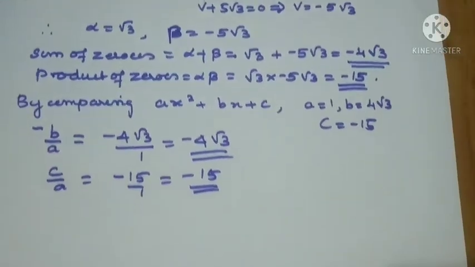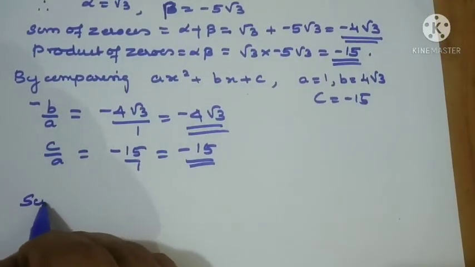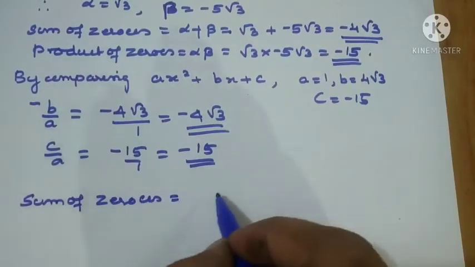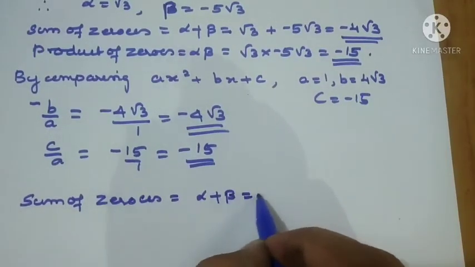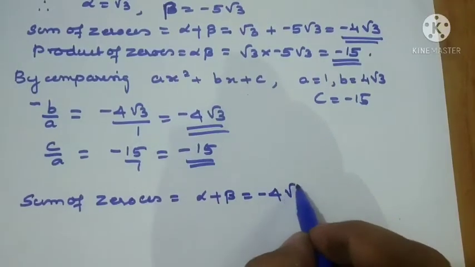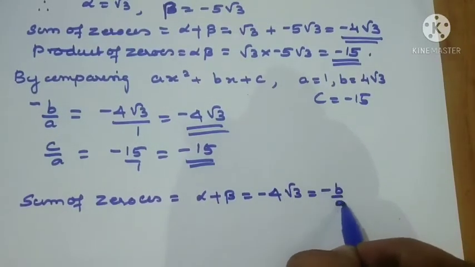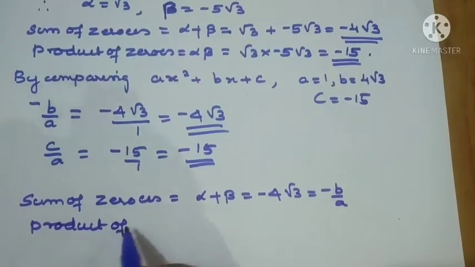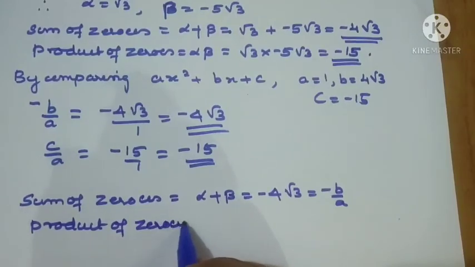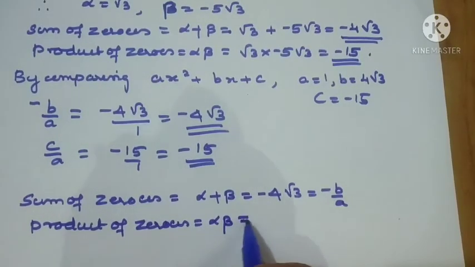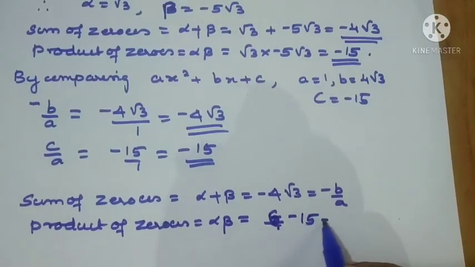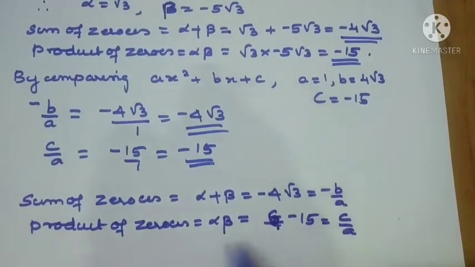So what is the conclusion here also? Sum of the zeros, alpha plus beta equal to minus 4 root 3, which is equal to minus b by a. Alpha beta equal to minus 15 equal to c by a. So what is the conclusion? Verified.